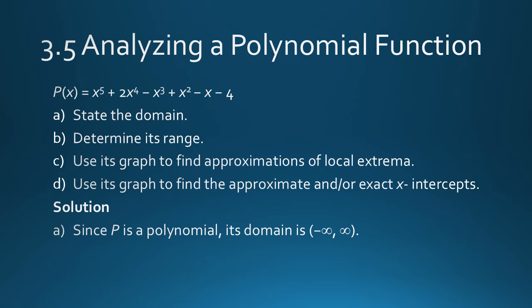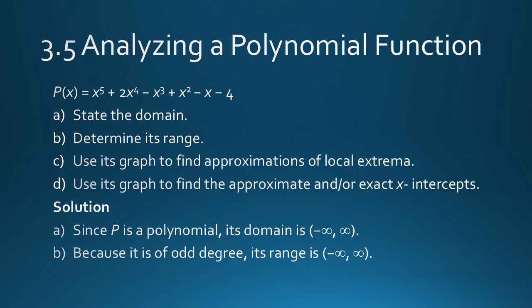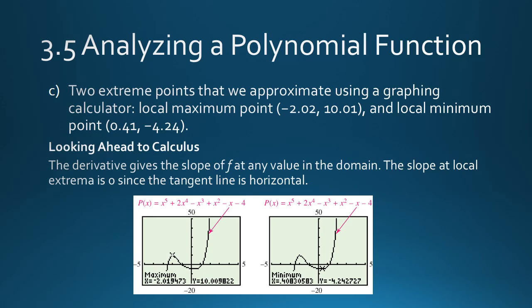It's a polynomial, so the domain for any polynomial, unless they tell you otherwise, is all real numbers, so -infinity to infinity. The range, well, it's an odd degree. The evens are not going to be all real numbers, but odds will. So again, all real numbers. The extreme points, well, using our calculator, we have a local maximum point of (-2.02, 10.01) and a local minimum of (0.41, -4.24).